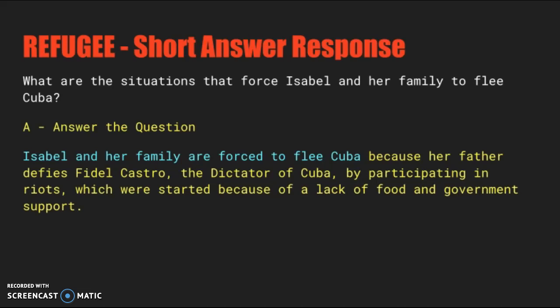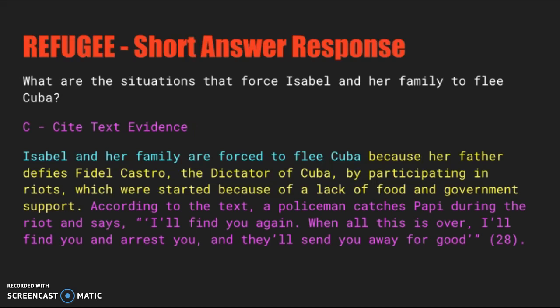So now, the next important part, I have to prove that I'm right, and I'm going to do that by citing text evidence. So I looked through my book, and I actually found multiple places in the book where it talks about why they need to leave. But the quote that I really liked and that I landed on, because I felt like it encompassed multiple ideas, was on page 28. And this is right in the middle of the riot. So we get the information about the riot, but we also get important information about how the riot and the government affects Isabel and her family.